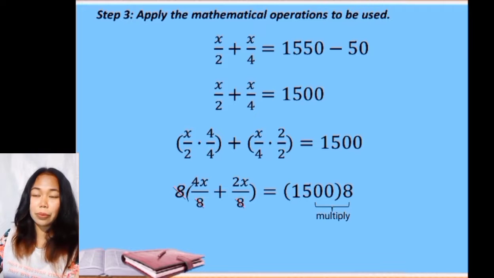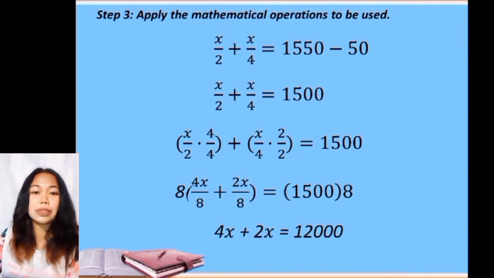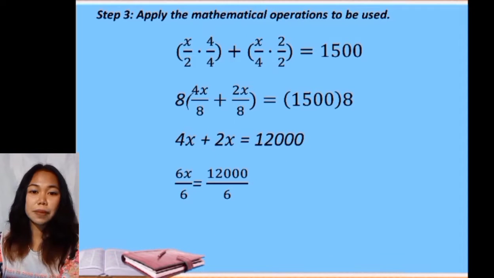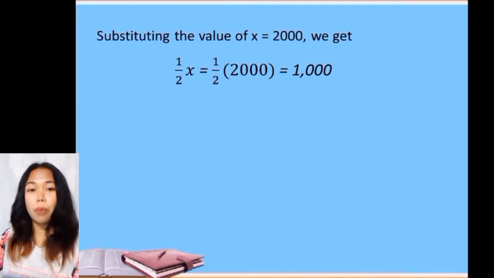To cancel out the denominator, we have to multiply it by 8. And to the right side also, we have to multiply the 1,500 and the 8. And here we have it. We have 4x plus 2x equals 12,000. 4x plus 2x is equal to 6x. And we have to cancel the 6 to get the x. 12,000 divided by 6 is 2,000. This is the value of x. Substituting the value x equals 2,000 for Supplier A, we get 1/2 x equals 1/2 times 2,000 equals 1,000.